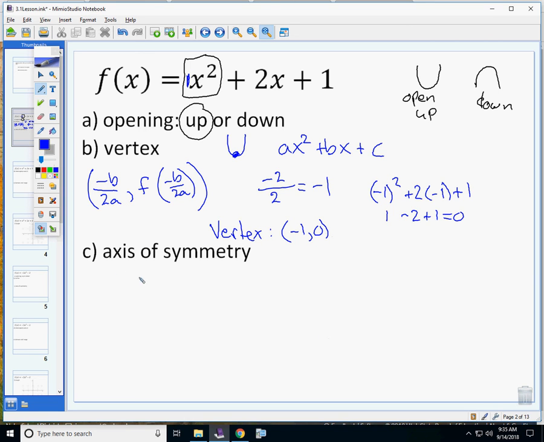Now the axis of symmetry, which is very easy. We already had to find the axis of symmetry when finding the vertex. It's just this x coordinate, or in other words, x equals negative b over 2a. So our axis of symmetry is x equals negative 1. So that would be a line going up and down like this, which means it's the reflection point for our parabola, which is this U shape. So our axis would be right down the middle right here. Okay.